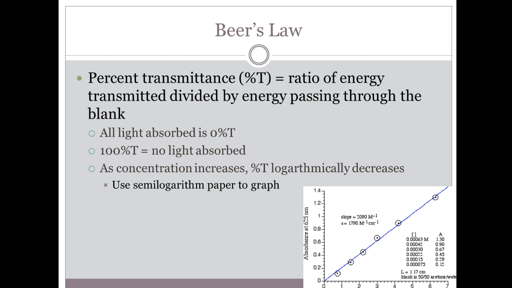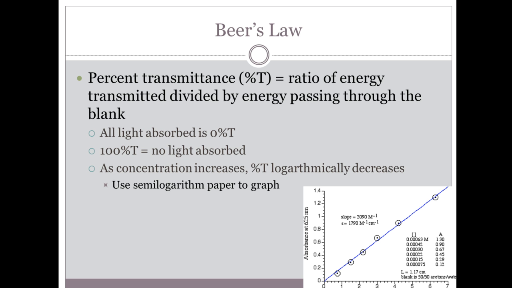The light beer, shine the flashlight through, a ton of light made it through, so therefore it transmitted a lot of light. Okay? So if all of the light is absorbed, let's say Guinness, it's super dark black, you'd have 0% transmittance if it absorbs all the light. If no light is absorbed, such as water, if you shine the flashlight through water, it should be 100% transmitted. As the concentration increases, the percent transmittance logarithmically decreases.